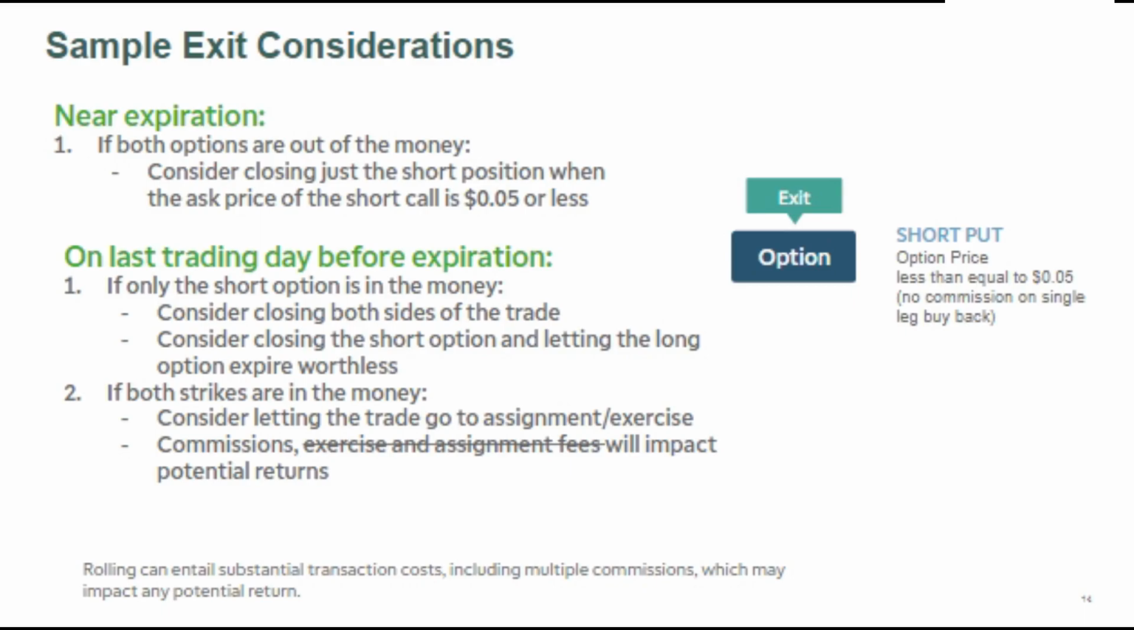Depending on the number of contracts you have, if it's a one lot, one contract, which means 2 because it's a vertical, it's not that much money. And it might make sense just to buy the spread back because you can maybe get it for a little less than its full intrinsic value. But those are some things to consider as we get closer to expiration day.